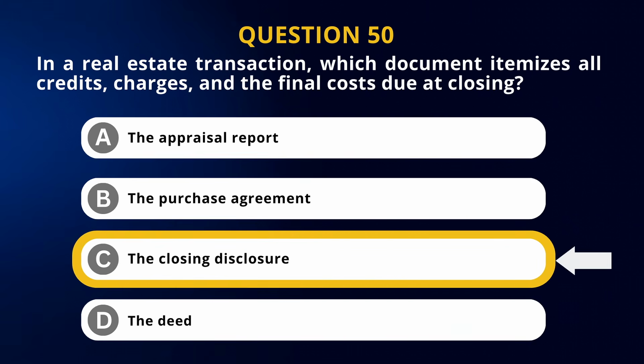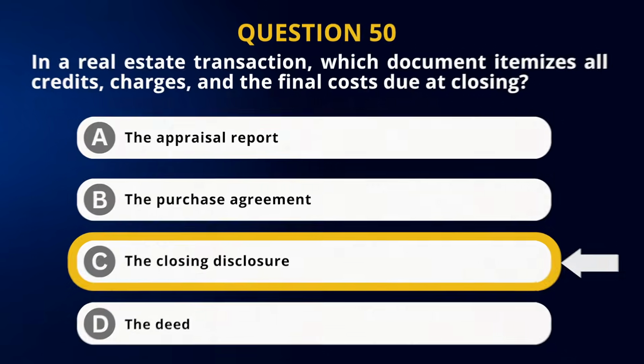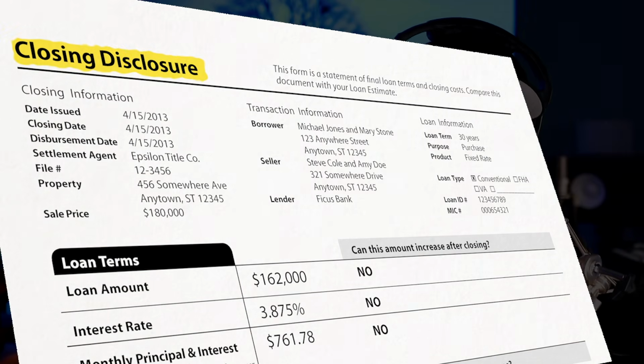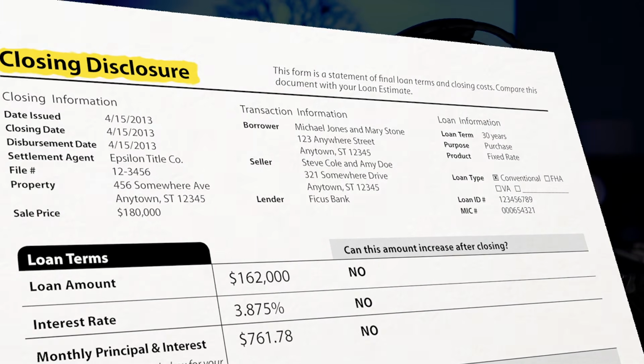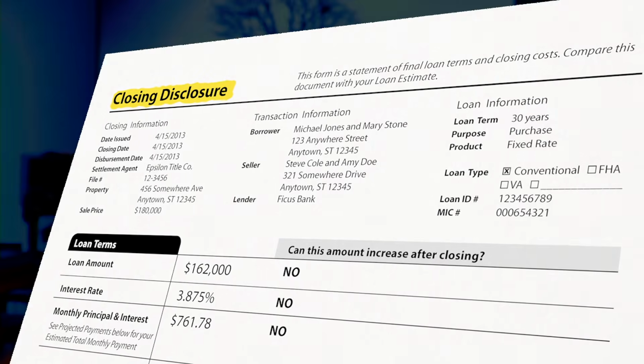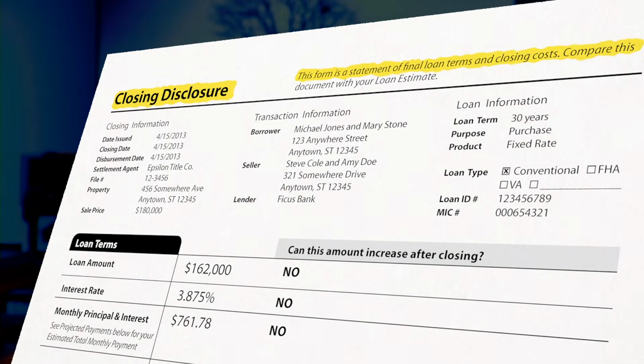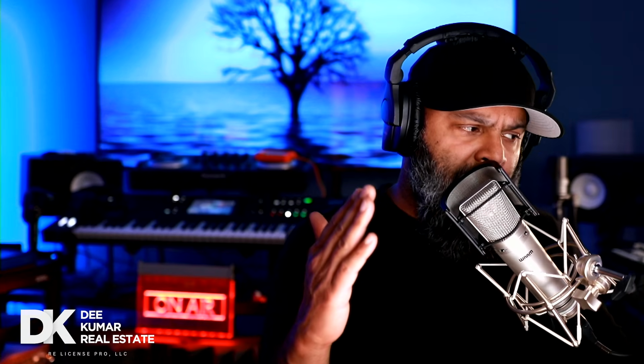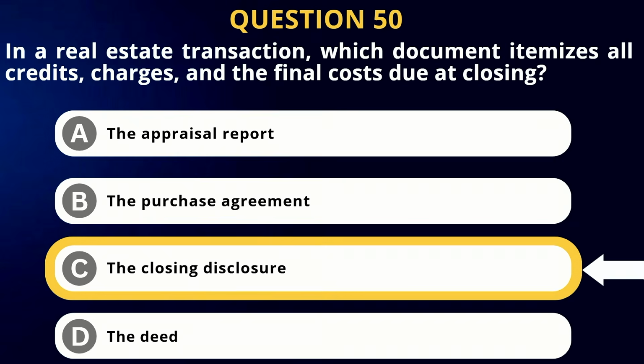So again, the closing disclosure, sometimes referred to as the CD, is the final itemization of all credits and charges and final costs due at closing. Remember, this closing disclosure is due 3 days before the settlement, and the loan estimate is the other document on the front side, if you're borrowing money from a bank, that the lender has to give to you within 3 days. So there's a loan estimate, and then there's this closing disclosure, where the final numbers will be represented on the CD, or the closing disclosure.